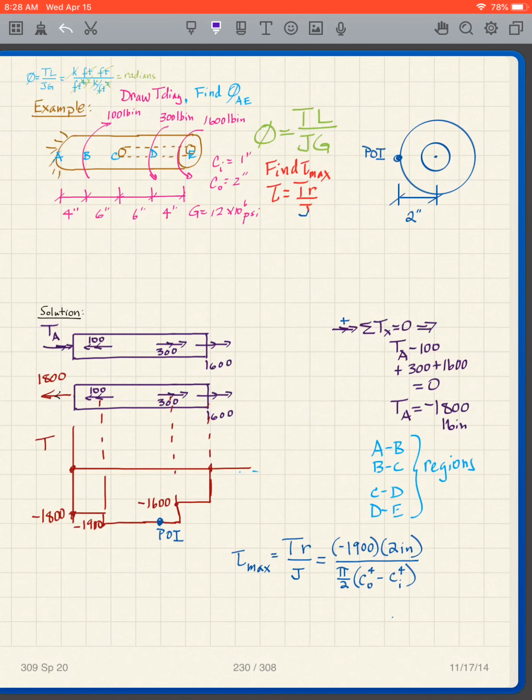And then I check my answers. Going to the left, I have 1900. Going to the right, I have 1900, so that's in equilibrium. I draw the torque diagram: down 1800 because it's to the left, down another 100 because it's to the left, up 300 because it's to the right, up 1600 because it's to the right. Start at 0, end at 0.